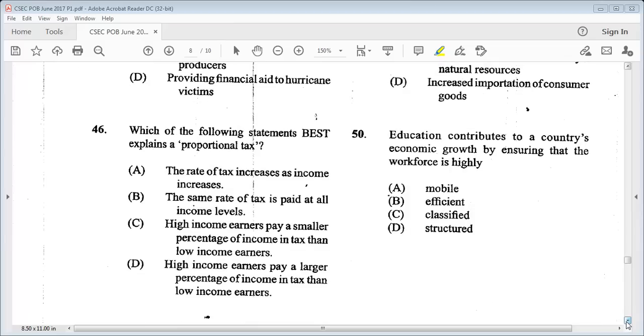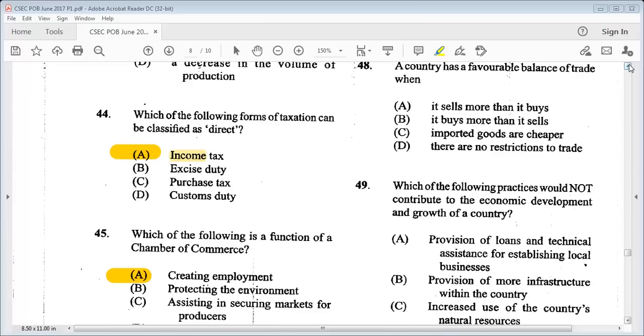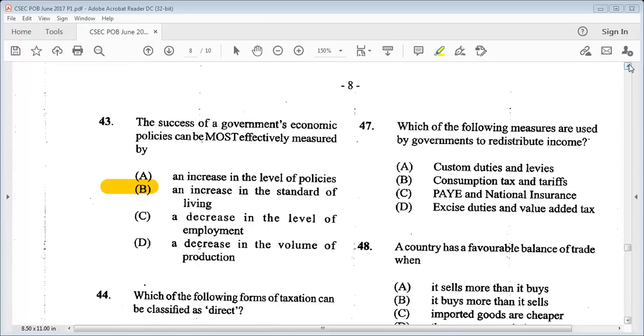Which of the following statements best explains a proportional tax? We know that is B. The same rate of tax is paid at all income levels. 47. Which of the following measures are used by governments to redistribute income? C. PAYE and national insurance.